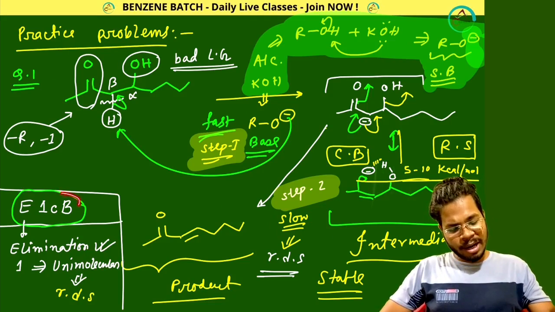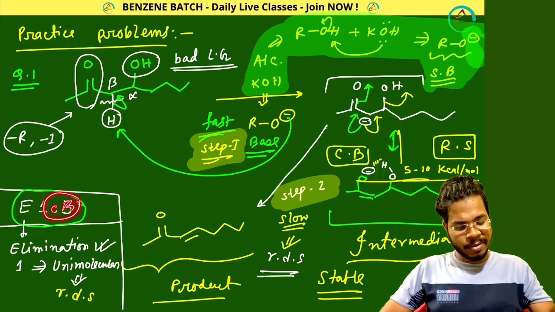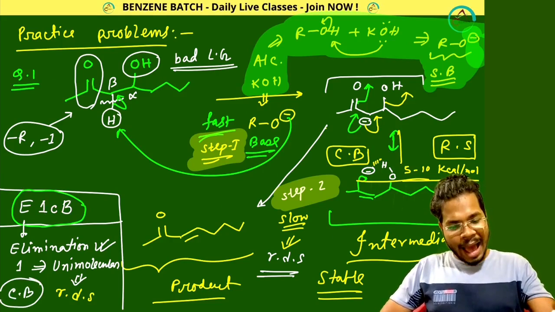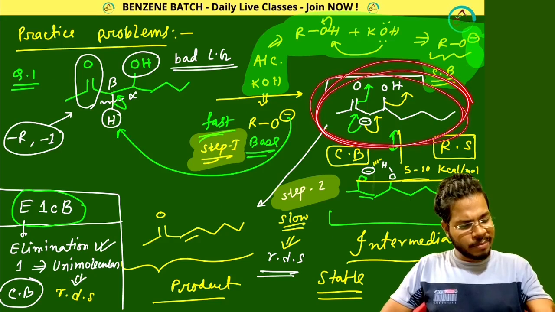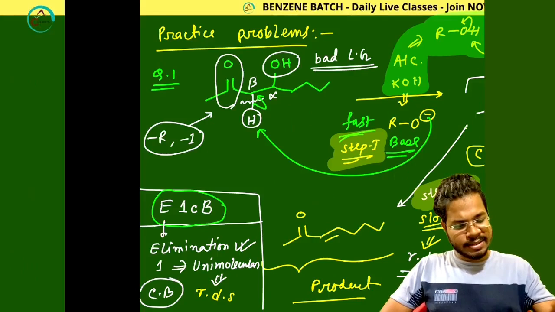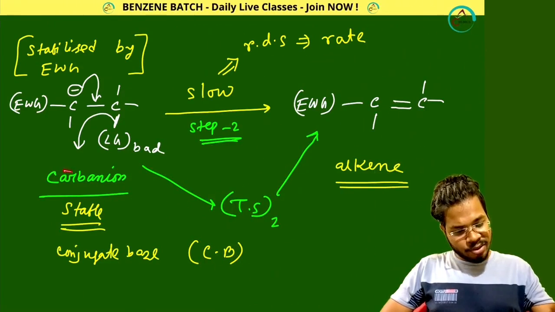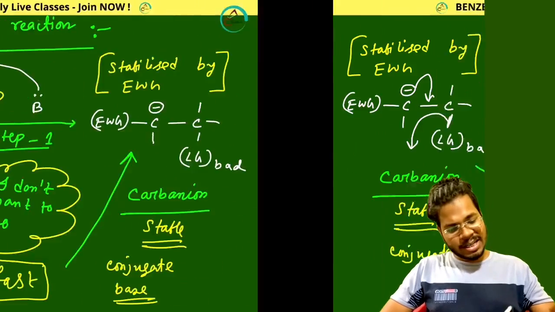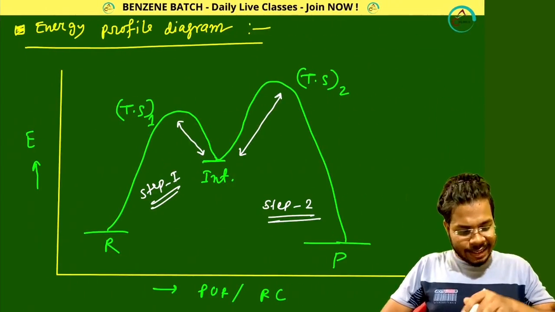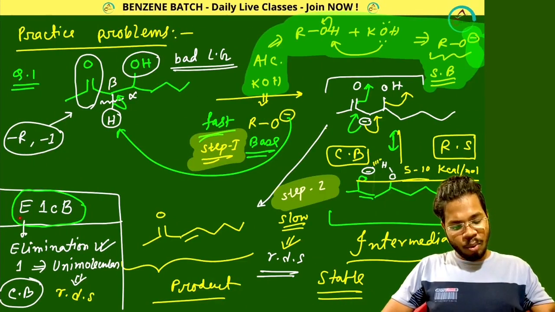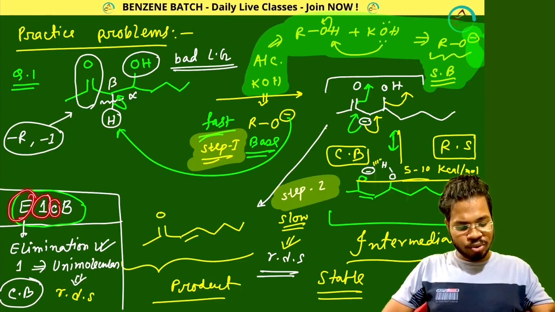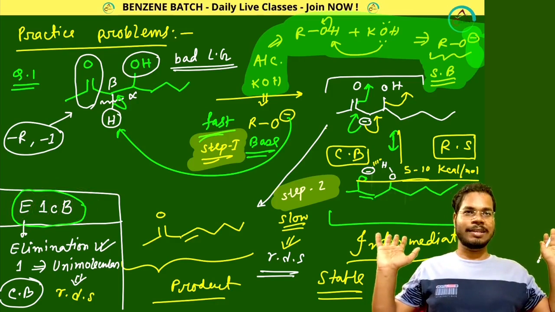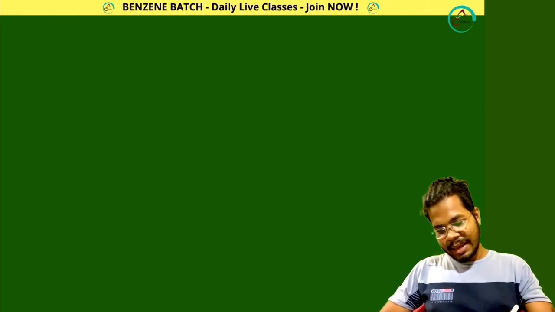And what do you mean by this small c capital B? That means conjugate base, CB. So in the reaction you are having one conjugate base, and it is your conjugate base that is participating in the slow step. That's why it is called E1 elimination unimolecular conjugate base reaction. That's all. That's the logic. Is that clear?